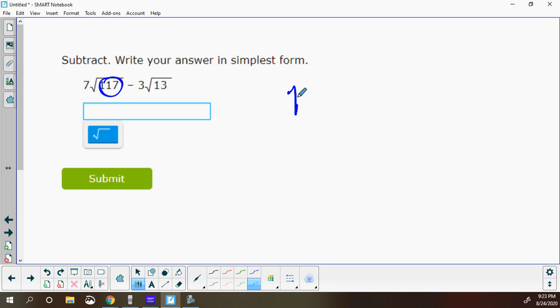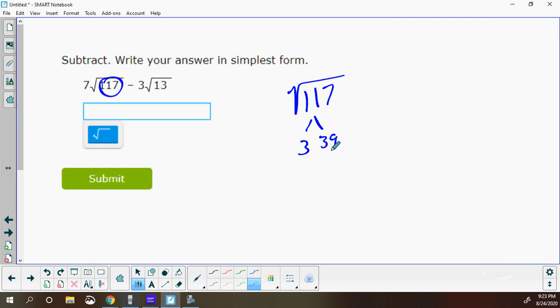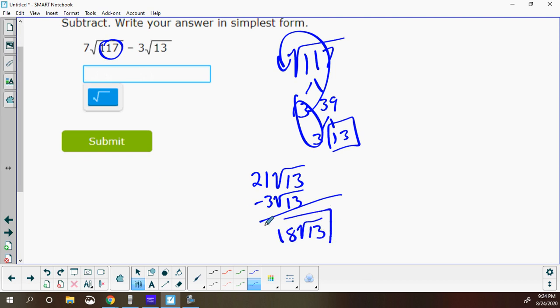117. Let's see, 7, 8. I know 3 will, but I'll probably just guess here. Where's my calculator? Divided by 3. 39. I was way off. 3 and 13. 13's prime. 3 moves out. There's already a 7 outside. So 21 root 13, because 13's left over. And there's already a 7 out there, so 7 times 3 is 21. Minus the 3 root 13. Should be 18. So 18 root 13. Boom. Stick it in there.